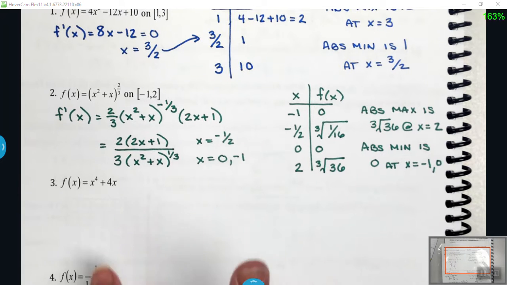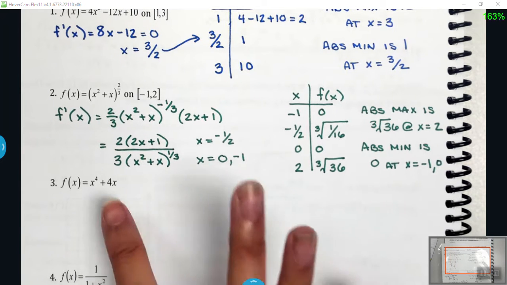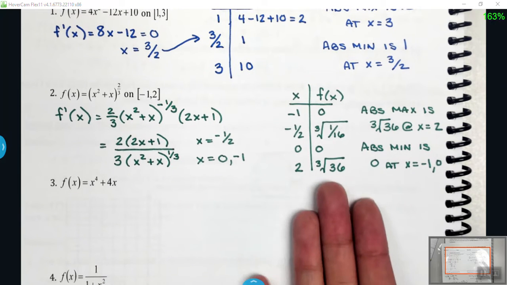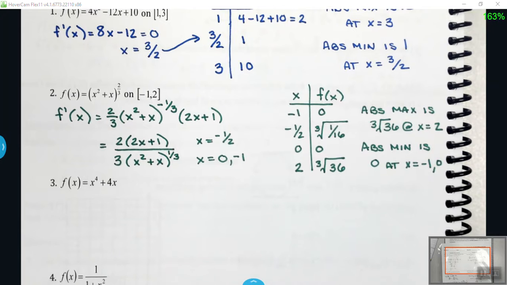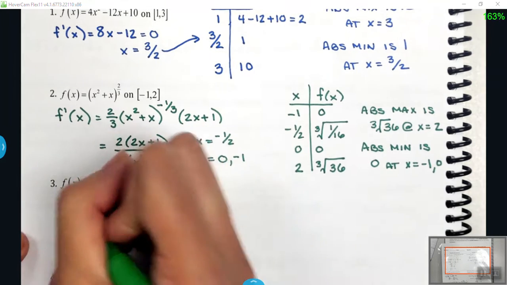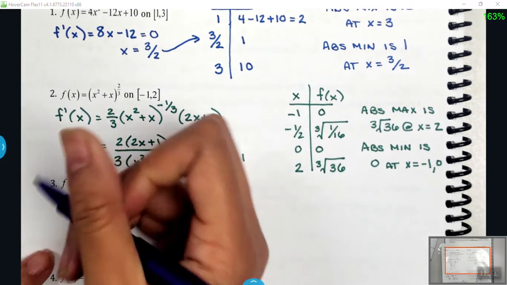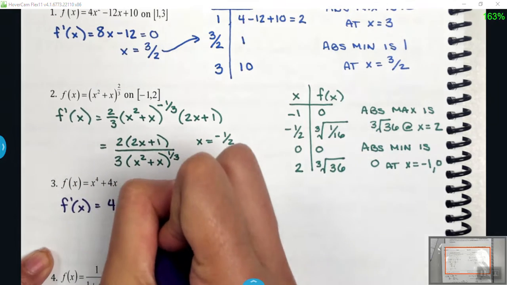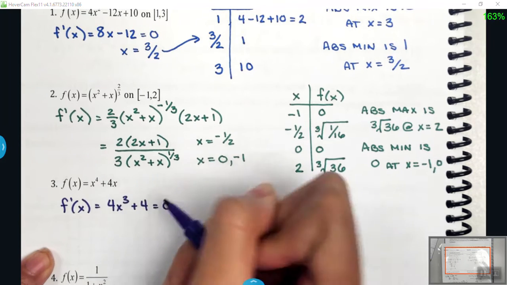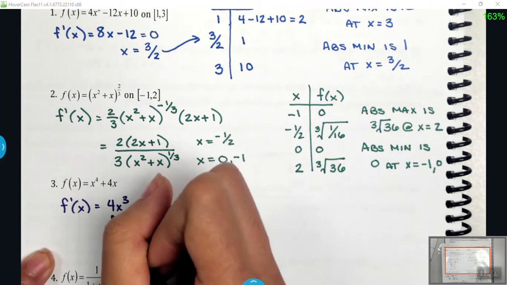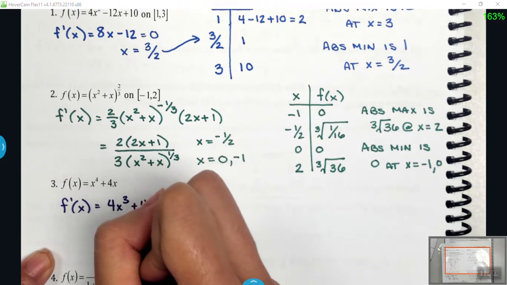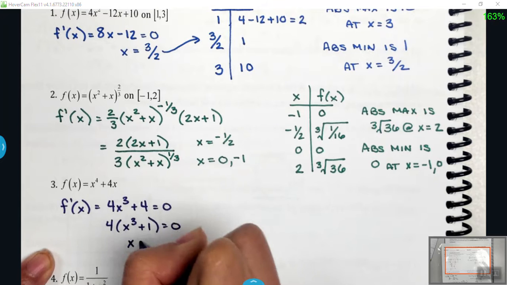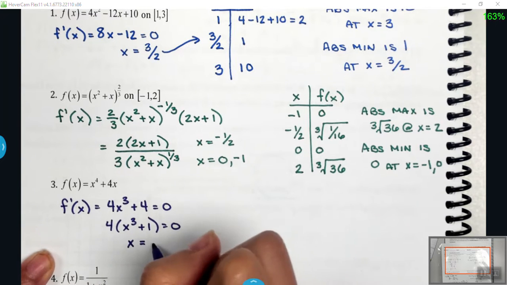All right. 3 and 4 do not have closed intervals. So what we do is, instead of doing a chart, we do a number line. So we'll find the derivative, set it equal to 0. So x equals -1.